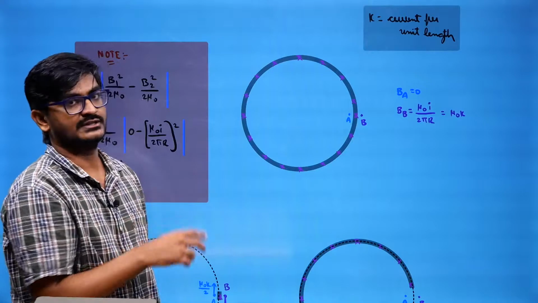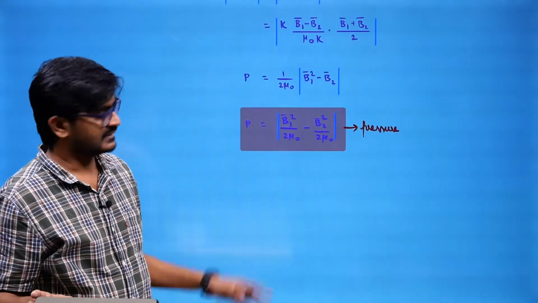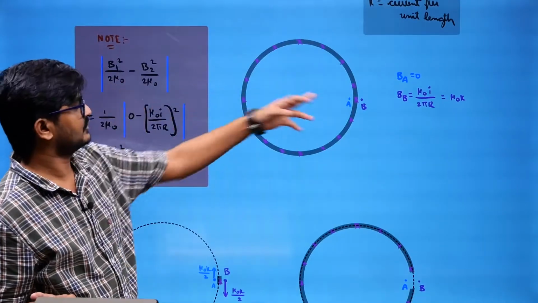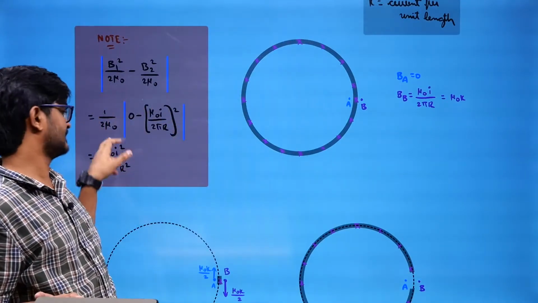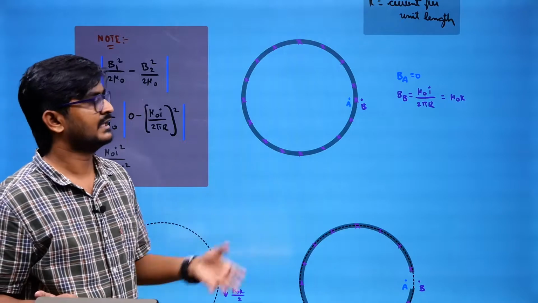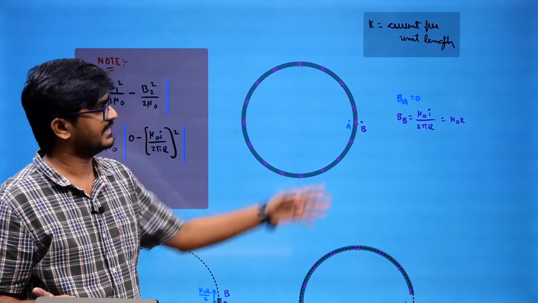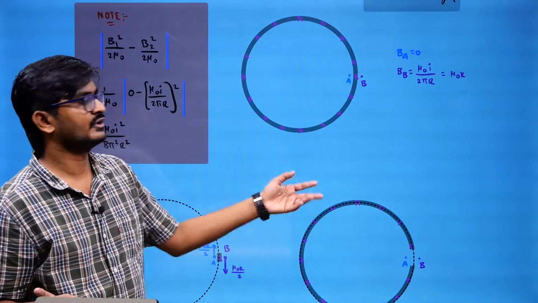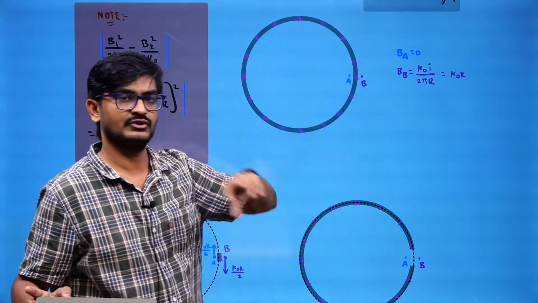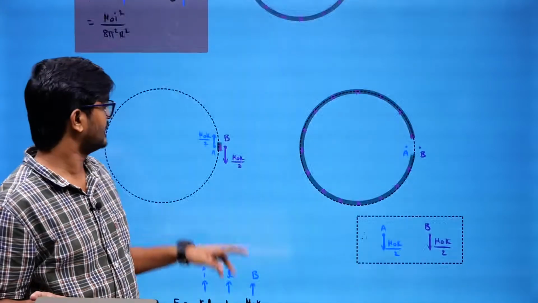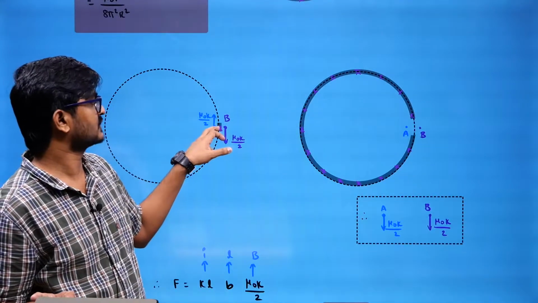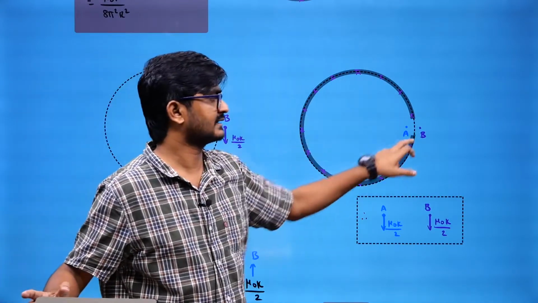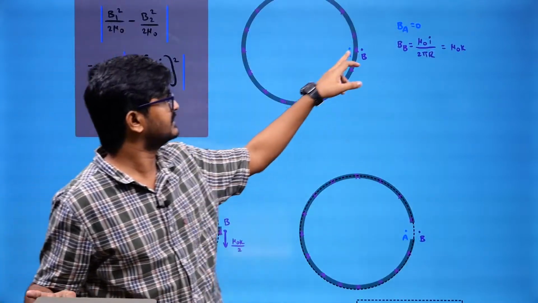Now by using that logic, it is B1 square by 2 mu naught minus B2 square by 2 mu naught. So when I substitute B1 and B2, I will be getting this result. Now we will see the same result in our regular method, where K is current per unit length for this total thing. Now what I am going to do is break it. I am going to take a small element and find the force on it. Now that small element looks like this, so I need to find the force on that small element because of the remaining structure. Now I have taken 2 points just inside it.